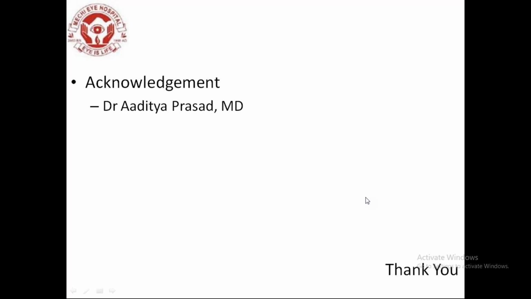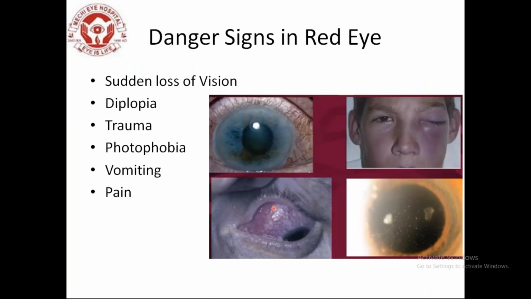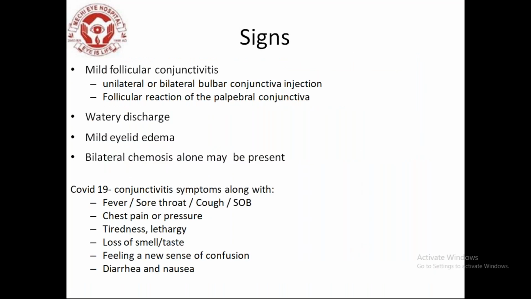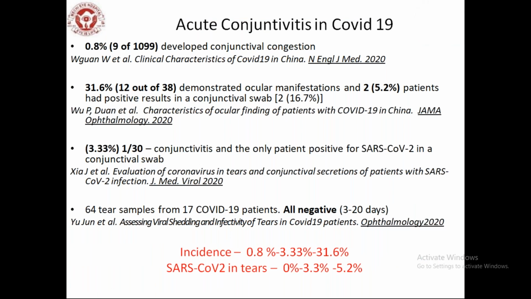Okay, sir. I guess we have answered many of the questions. There is one question from Manoj Mahat. Apart from conjunctivitis, are there any cases reported till now affecting other parts of the eye? Can you please make it a little clearer? Till now, conjunctivitis is the only ocular manifestation reported. Okay, sir.